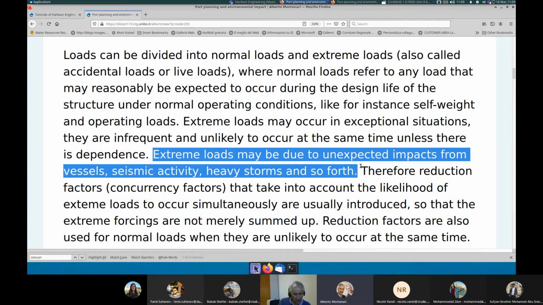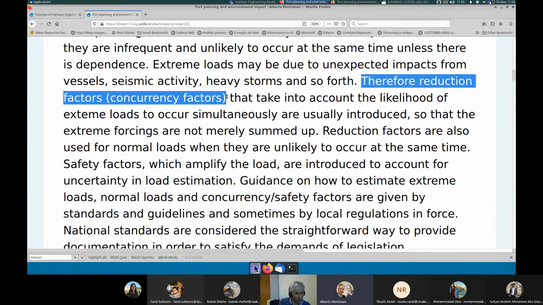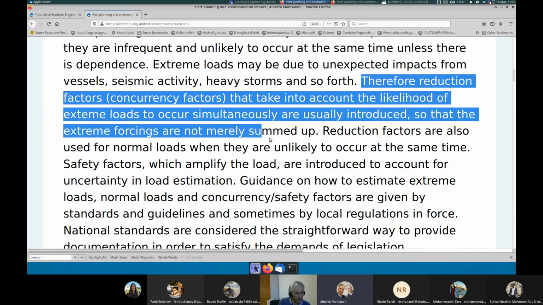Again, this is the previous lecture. Therefore, reduction factors, concurrency factors that take into account the likelihood of extreme loads to occur simultaneously are usually introduced, so that the extreme forcing are not merely summed up.